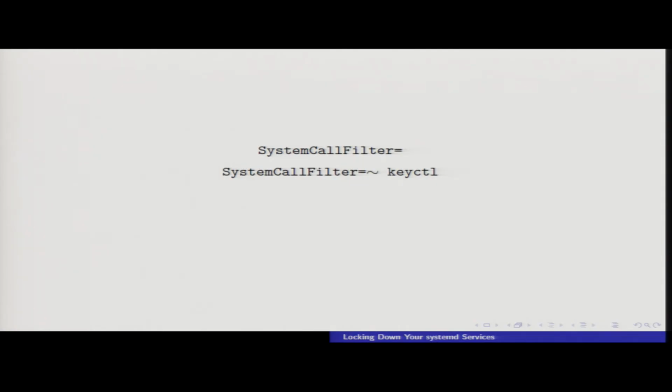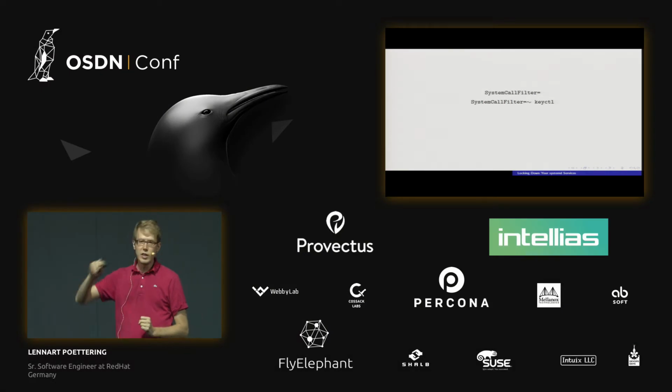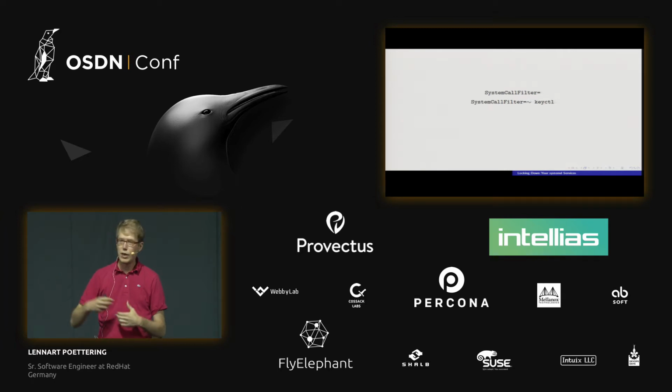Here's, for example, an example. If you say SystemCallFilter equals tilde keyctl, what this means is just the process of the service can execute any system call they like, except for the one system call called keyctl. The tilde always means inverting behavior in systemd, because systemd allows you two things. It allows you to whitelist system calls and to blacklist system calls. Whitelisting system calls basically means you only list the system calls that the service shall be able to call. Blacklisting means you list the system calls that the service is not allowed to call.